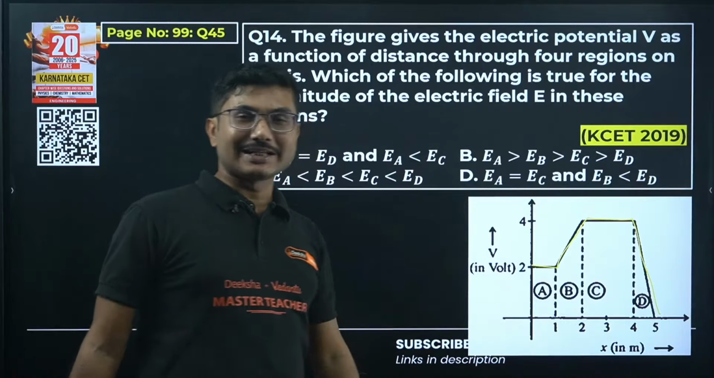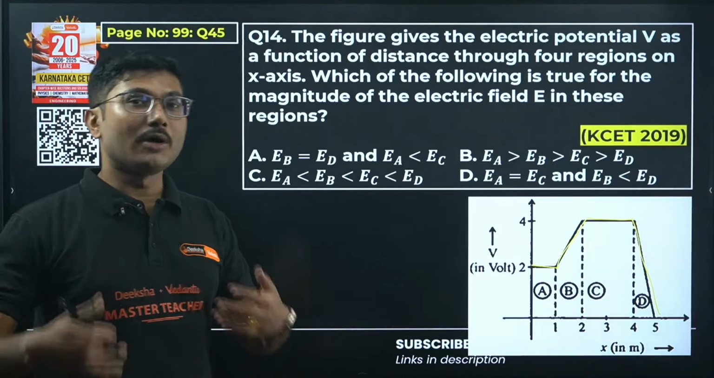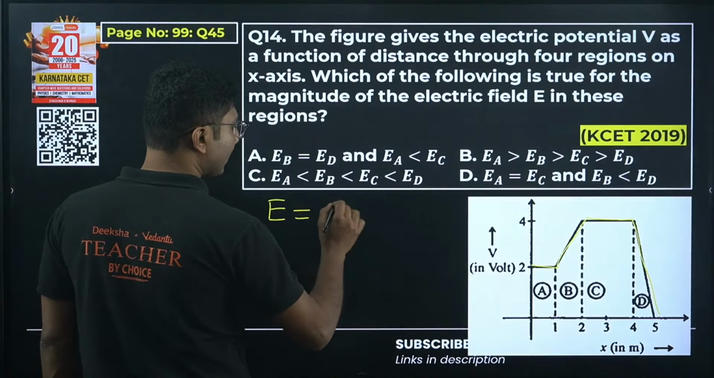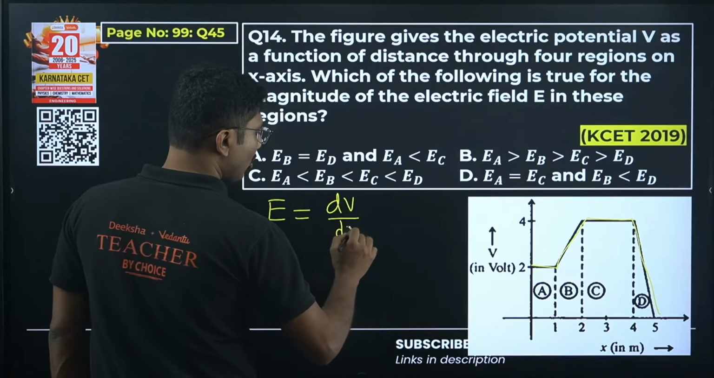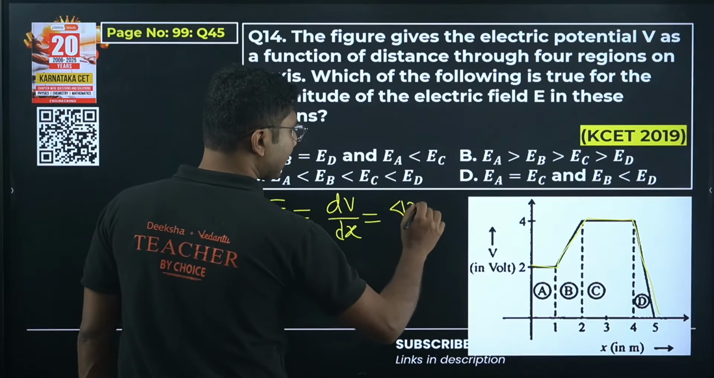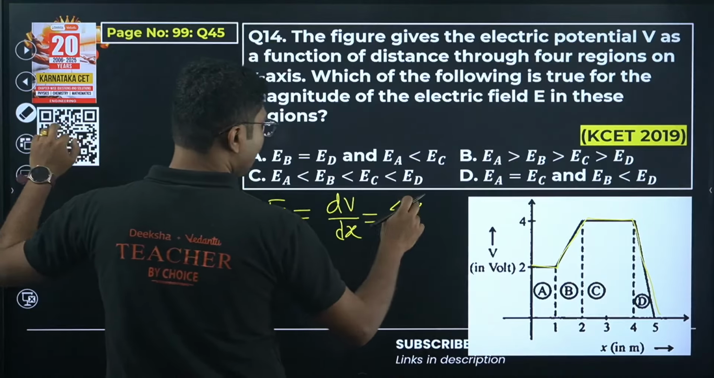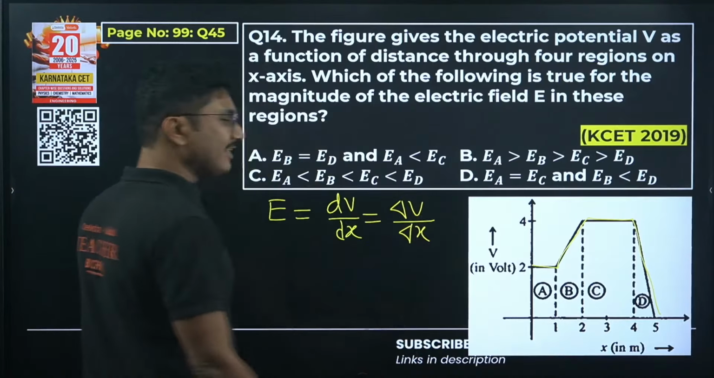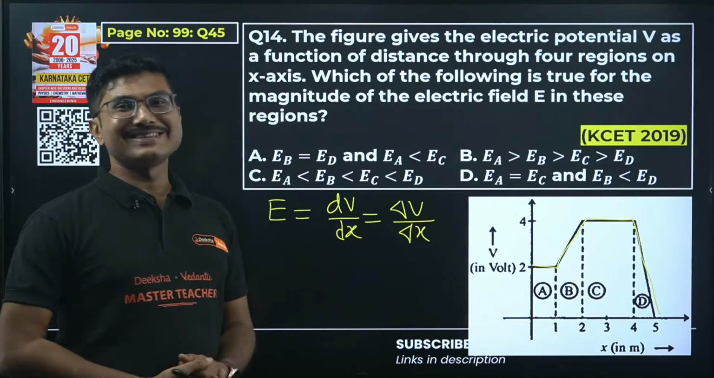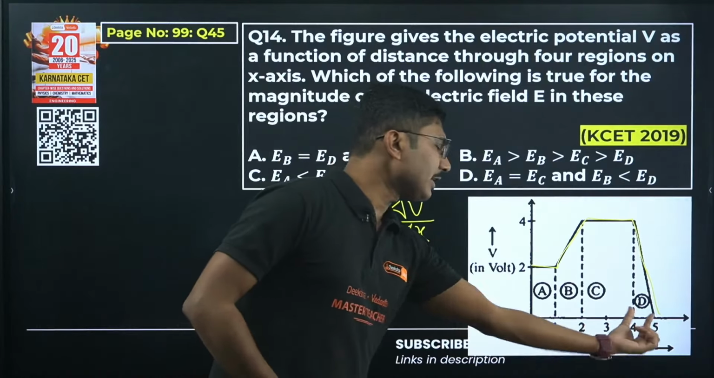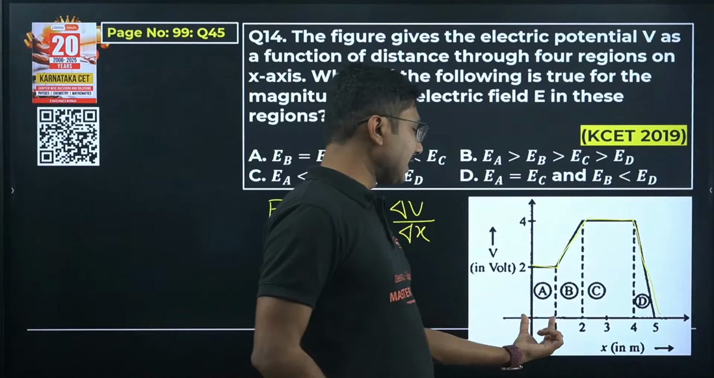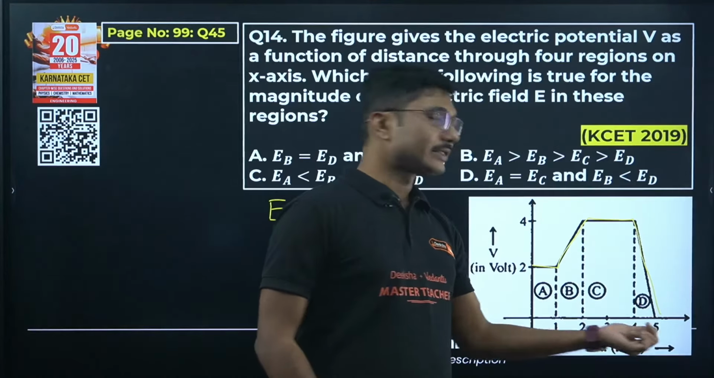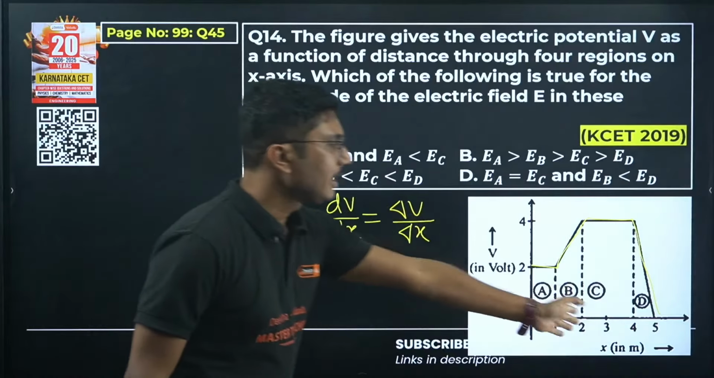Now a voltage versus distance graph is given and they are asking you about the electric field. So what does that mean? That means we have to use this equation, E equals dV by dx, or more precisely for this particular problem it will be delta V by delta x. Delta V represents change in potential and delta x represents change in distance. For each region, delta x is 1 for this region, 1 for this region, 2 for this region, and again 1 for this region. So delta x also has different values.